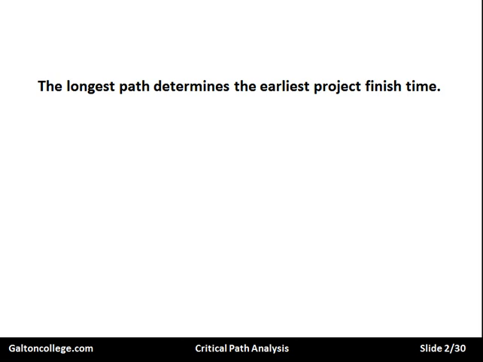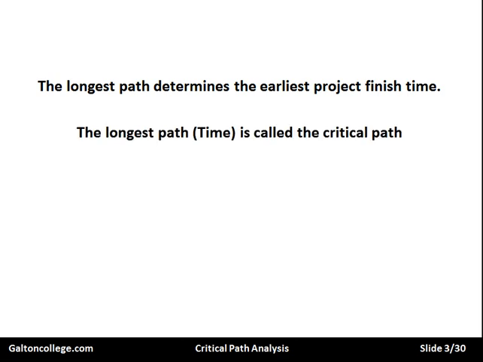Projects may go through various stages, and each stage will require some time to complete. What critical path analysis does is it looks at all of these different possibilities, these routes, and tries to determine the best one, or what is the critical one and what slack is involved in the system. So we're going to look at the longest path, which determines the earliest project finish time.